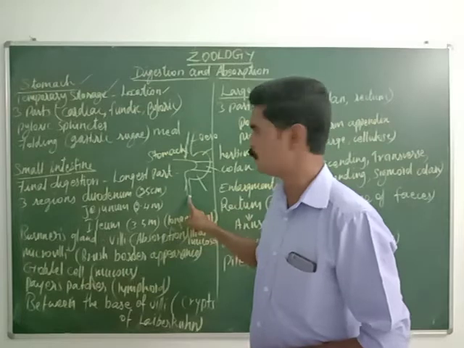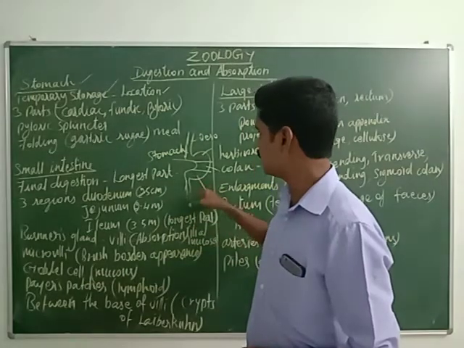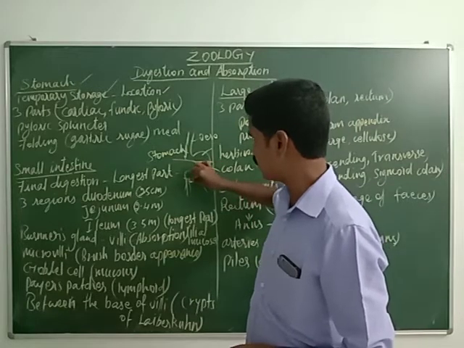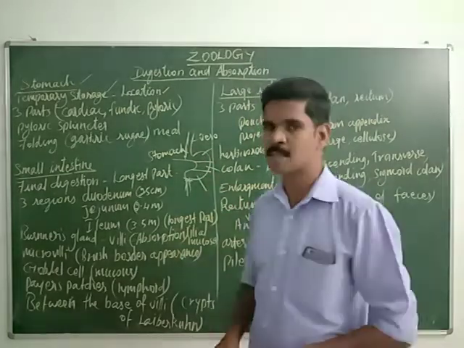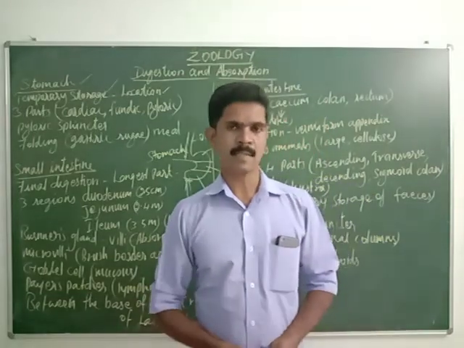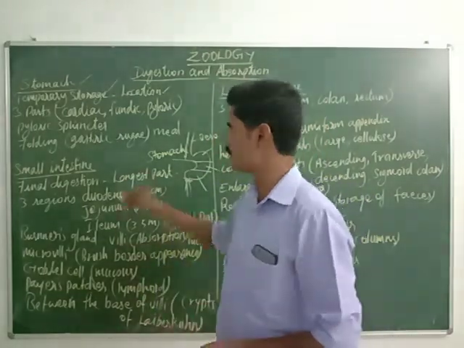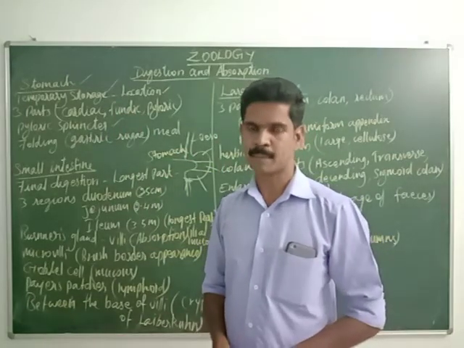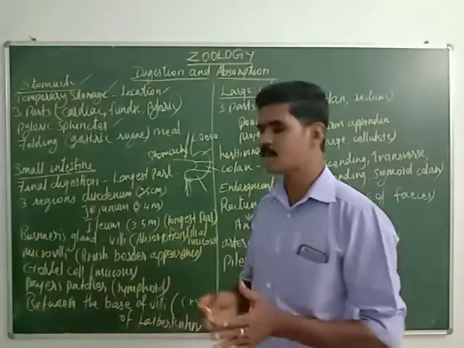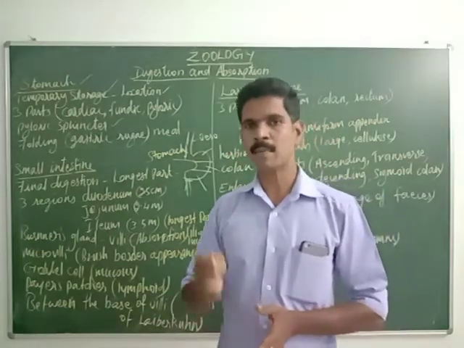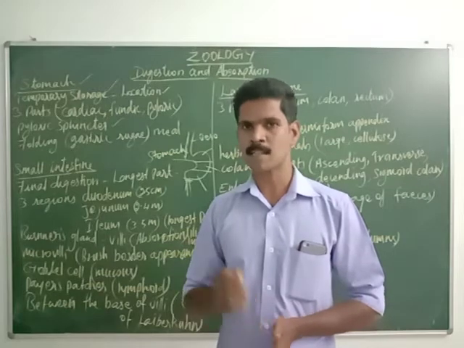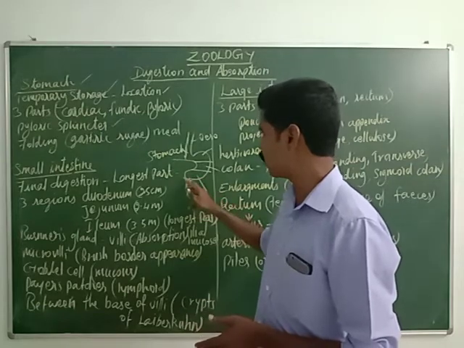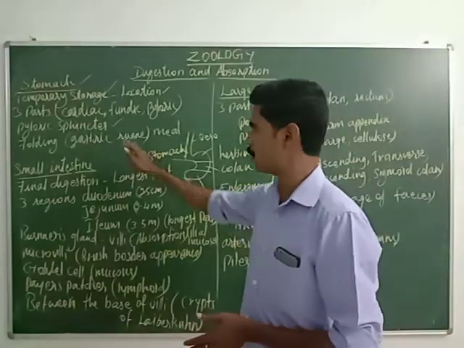Then next, imagine the duodenum region and this is the stomach. In between the duodenum and the pyloric part of the stomach, one sphincter muscle is there. The name of the sphincter is the pyloric sphincter. Yesterday we studied that between the esophagus and stomach a sphincter muscle is there, called the cardiac sphincter. Like that, between the pyloric part of the stomach and the duodenum, one more sphincter muscle is there, called the pyloric sphincter.